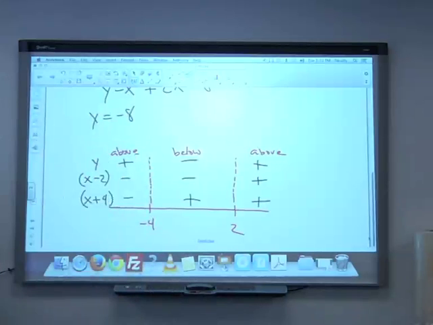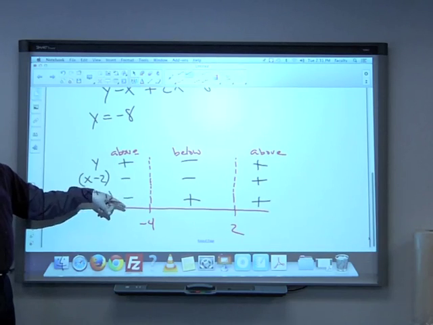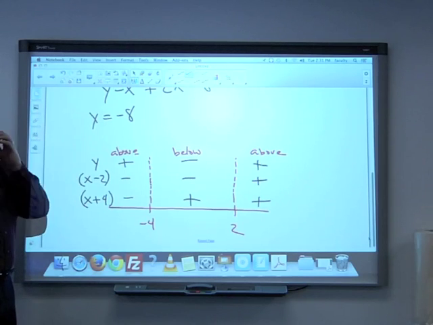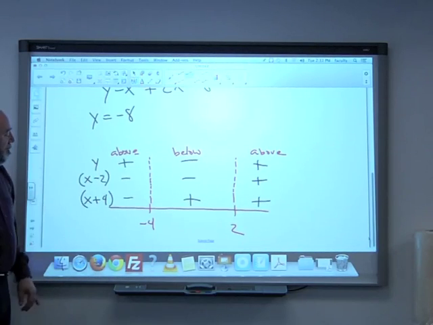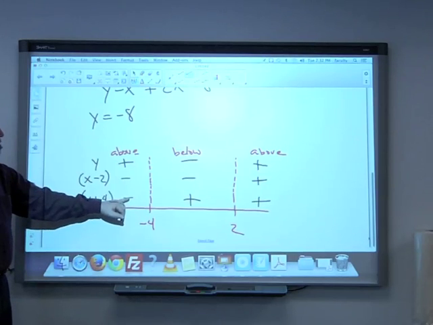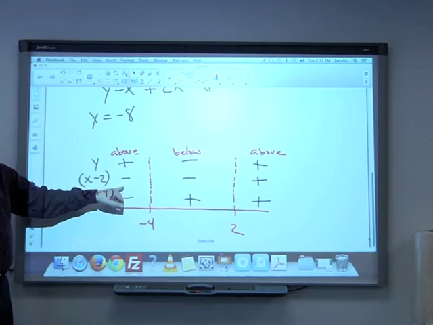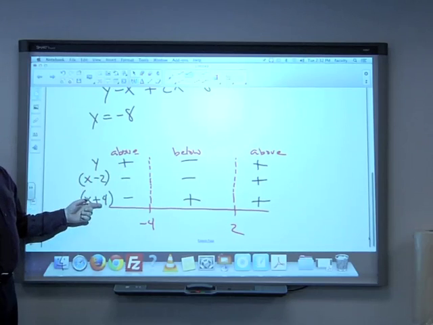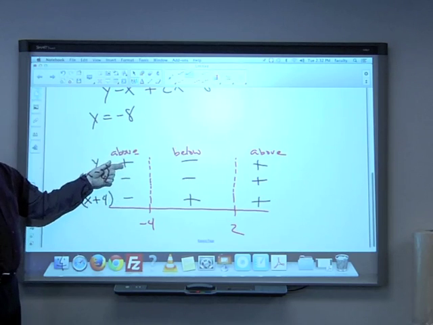So again, if x is less than -4, if it helps, pick a number. And again, all I'm worried about is what is the sign on that number. I'm not worried about what the number is. I just want to know, is it going to be positive or is it going to be negative? So if x is less than -4, then this will be negative. This will be negative. And then we said that y is given by this times this. So a negative number times a negative number will give you a positive number.